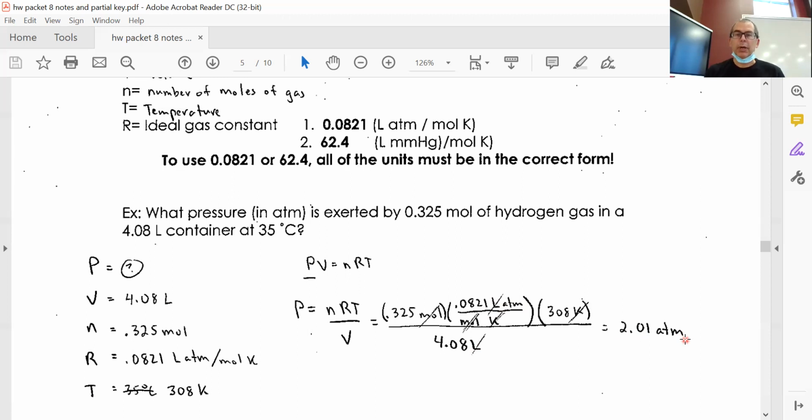Okay. Now notice it was hydrogen gas, but would that work the same for any gas? Yes, according to the ideal gas law, because all gases behave the same, because we don't really think of those intermolecular attractions between the gases.